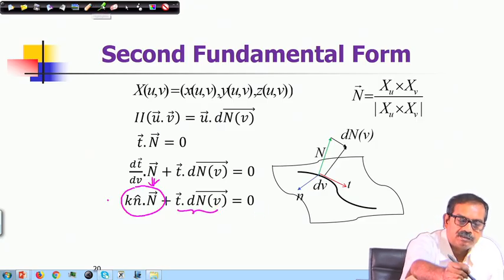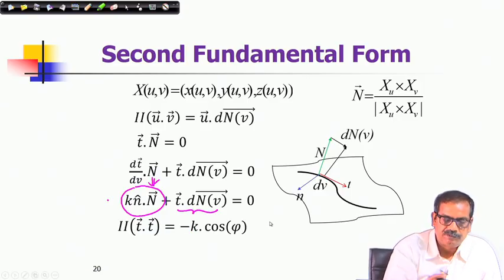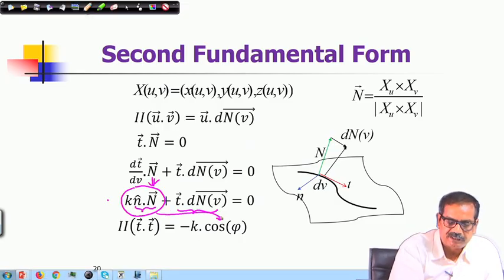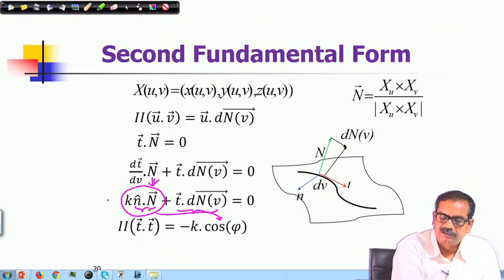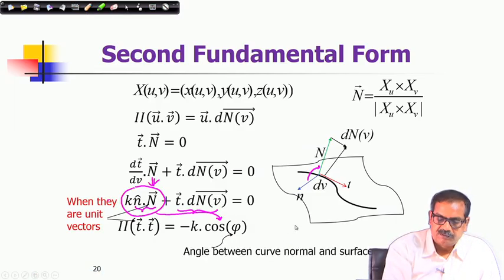From there I can derive that the second fundamental form could be expressed as k, the curvature, times cosine of this angle, because it is a dot product of two vectors, the normals, and these are all unit vectors. So, this is the angle between these two, that would give you the corresponding cos phi. This is how the second fundamental form is interpreted, and you should note that they are unit vectors. So, the angle between the curve normal and the surface normal, that is the interpretation.